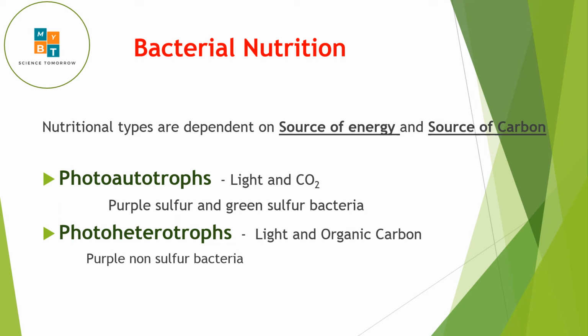The next group is photoheterotrophs. They use light energy as the source of energy and they use organic carbon. That means they take the carbon source from other producers. The example is purple non-sulfur bacteria. So the first two types: photoautotrophs, which produce food using light energy, and photoheterotrophs, which take organic carbon from others and use light energy.